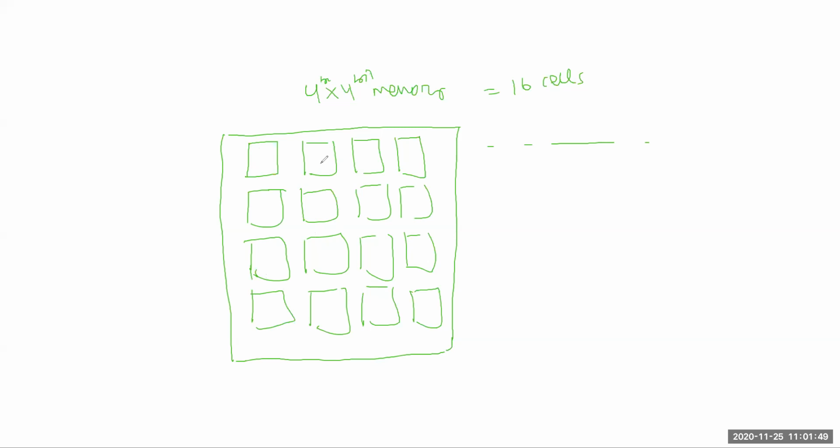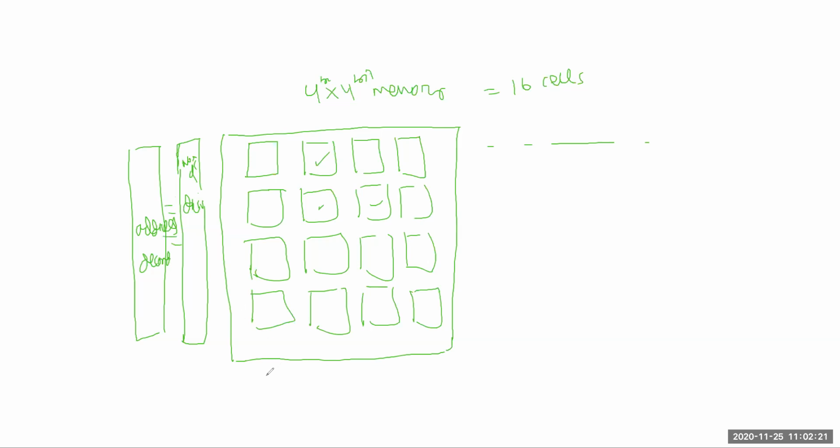So now you can access any cell among these total 16 cells. For that you have to give some address. Here that is called the word driver. This is called the address decoder. Here also the column, and the write driver.